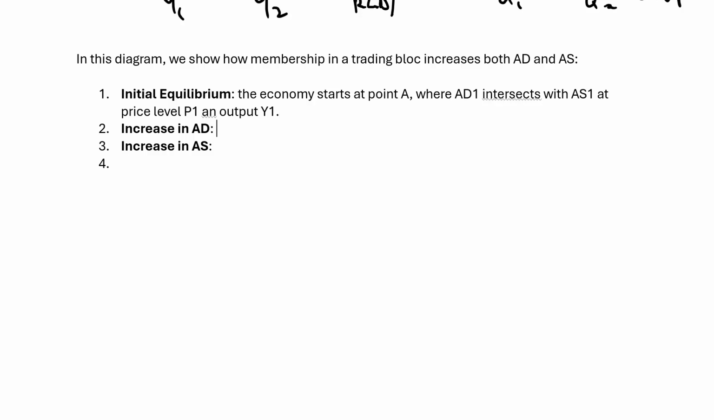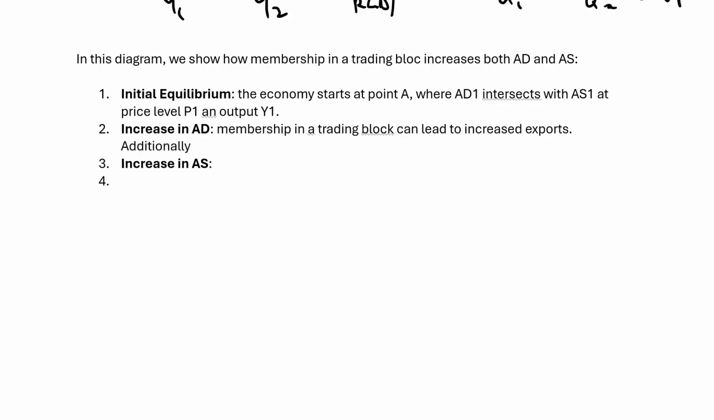Okay, so that's the initial equilibrium condition. Next, we're going to explain how being part of a trading bloc will increase aggregate demand. Membership in a trading bloc can lead to increased exports. Additionally, investment levels may also rise if firms anticipate greater foreign demand or favorable economic conditions.